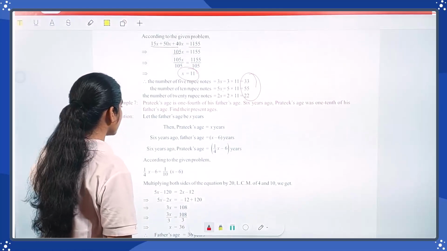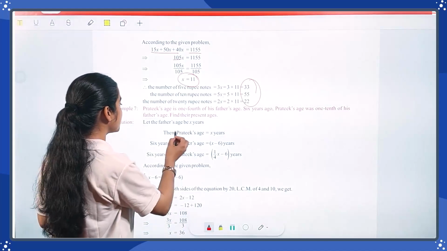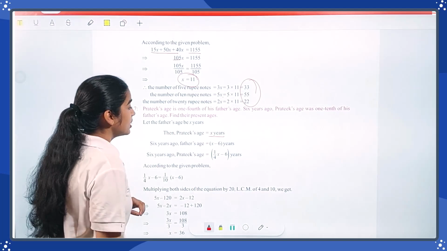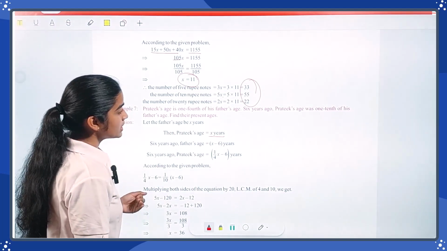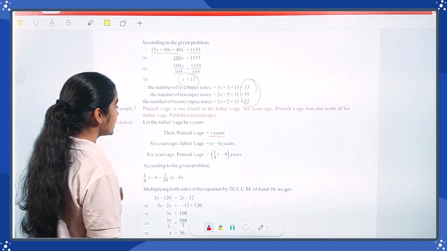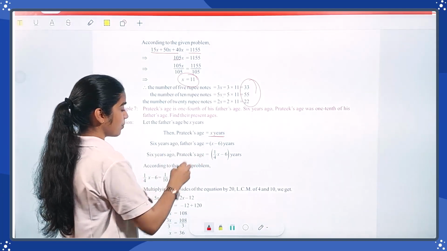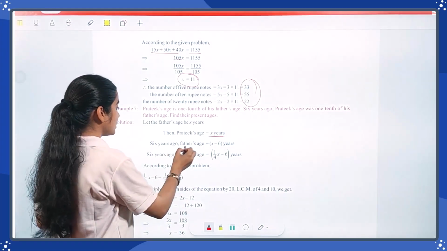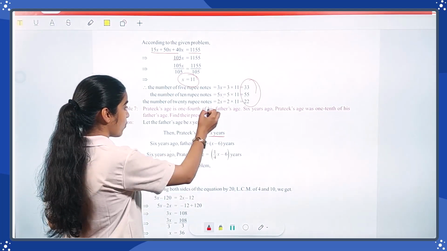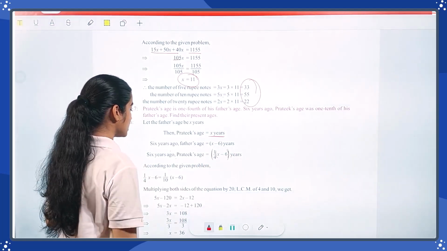Now Prateek's age is 1/4 of his father's age. So let Prateek's father's age be x, and Prateek's age is 1/4 of his father's age. 6 years ago, Prateek's age was 1/10 of his father's age. Find their present ages. So Prateek's age is x/4. 6 years ago means before, so father's age is x minus 6 years and Prateek's age is x/4 minus 6.